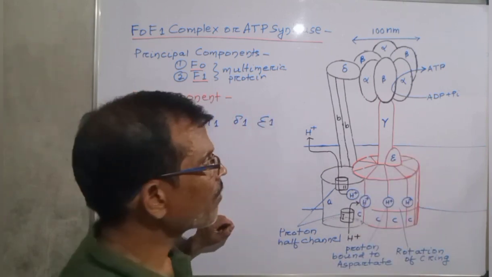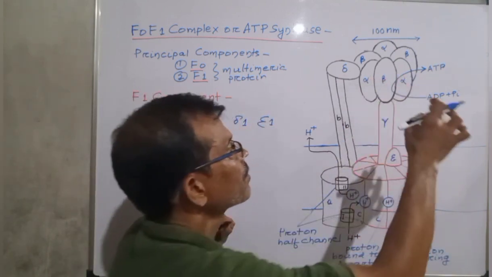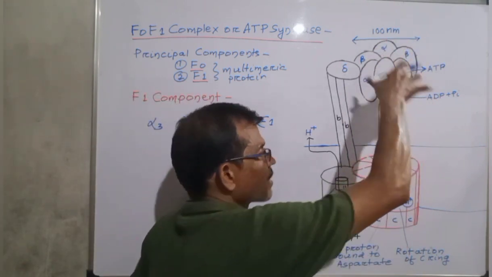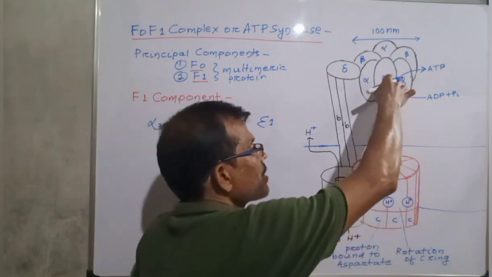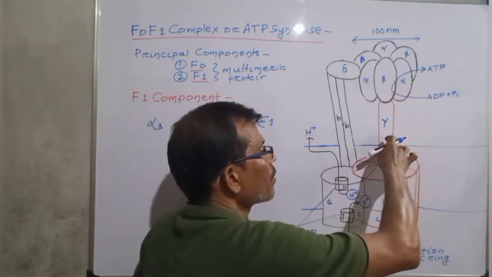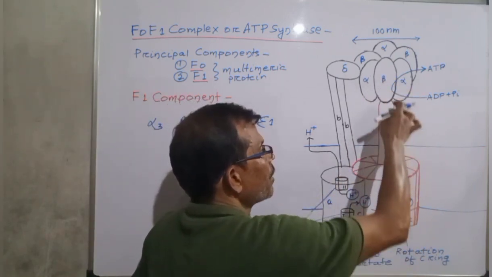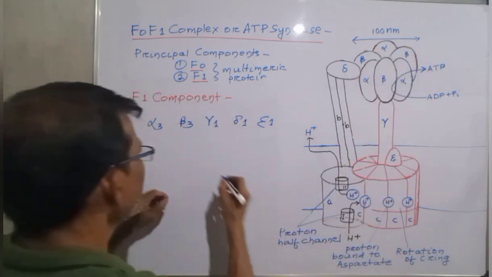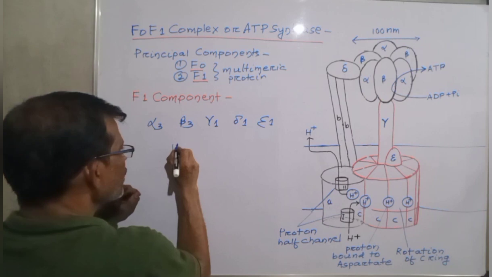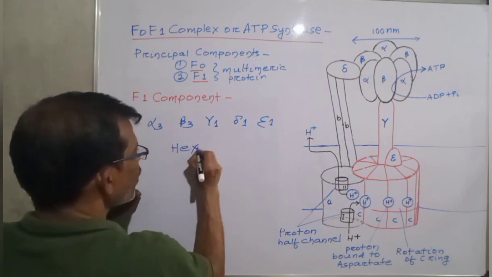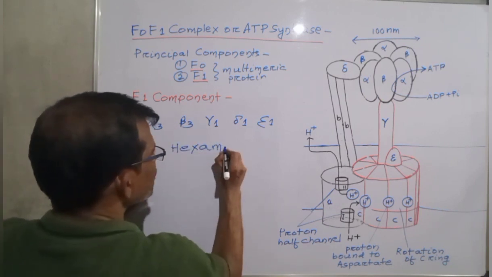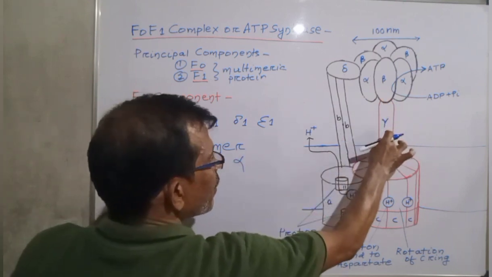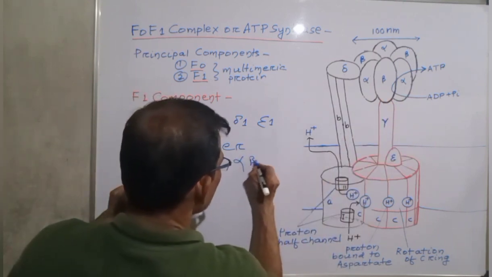The F1 alpha and beta subunits are arranged in alternating order to form a hexamer that rests atop the single long gamma subunit. So 3 alpha and 3 beta subunits are arranged in alternating order to form a hexamer which rests on the single long gamma subunit.